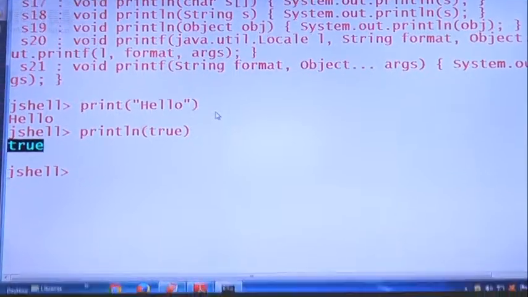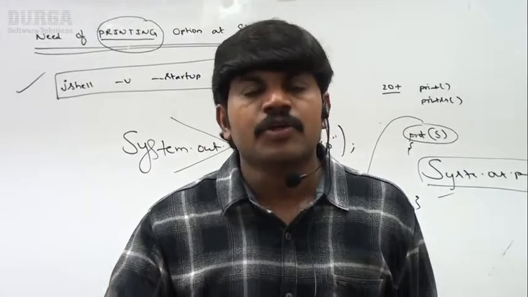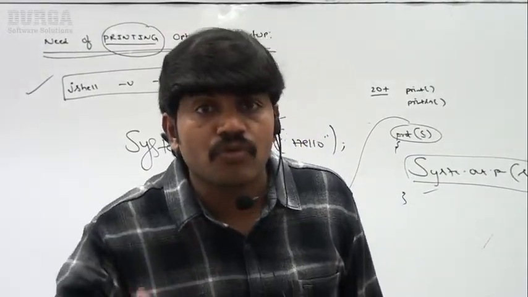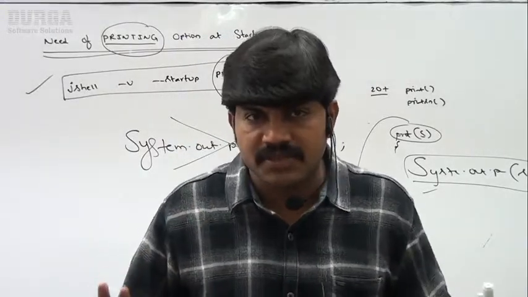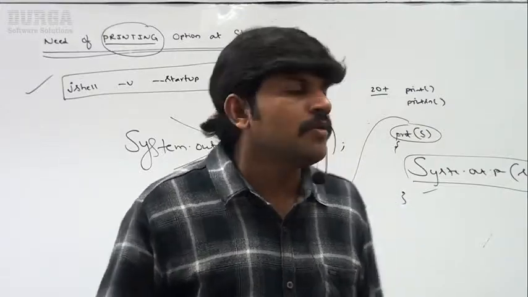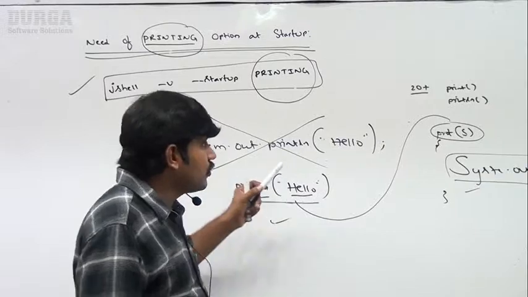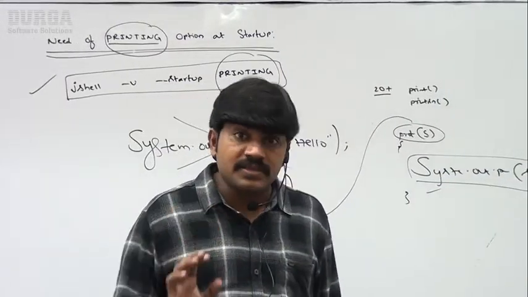So the biggest advantage you are going to get is because of the printing option. If you want to print something, usually we should write System.out.println, but if you use the printing option at the time of JShell startup, you can directly use the print or println methods. We are not required to use System.out.println.